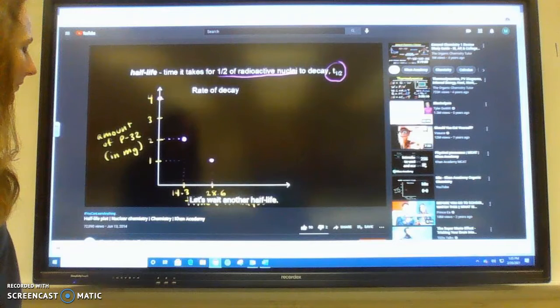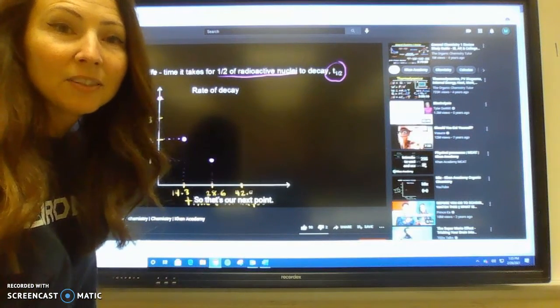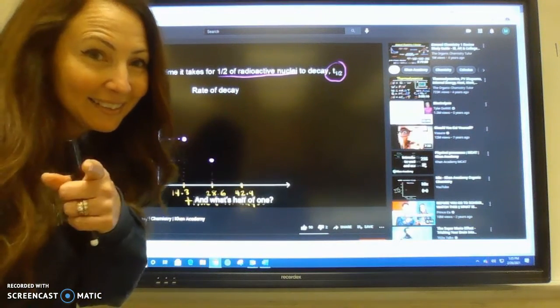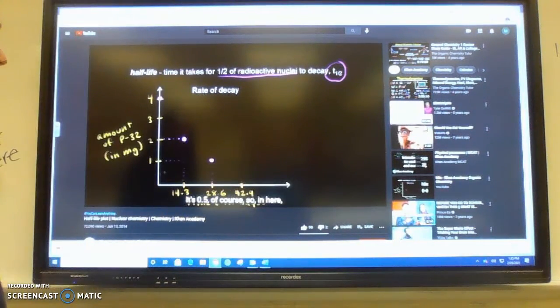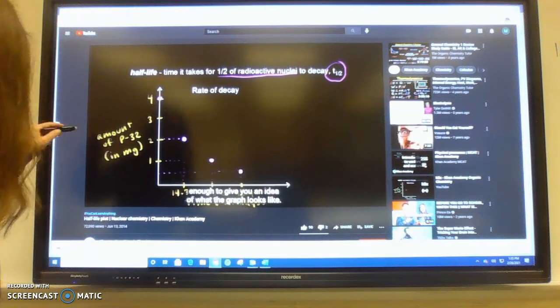Let's wait another half-life. So 28.6 plus 14.3 should be 42.9. So how much is going to be left? What's half of 1? It's 0.5, of course. So in here, that's about 0.5. And so that gives us an idea about where our next data point is. And we could keep going, but this is enough to give you an idea of what the graph looks like.